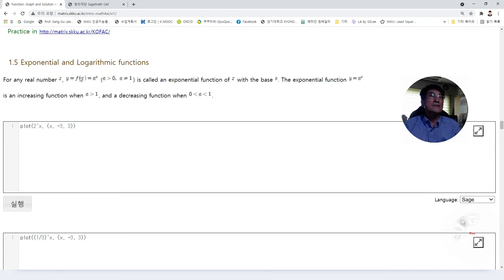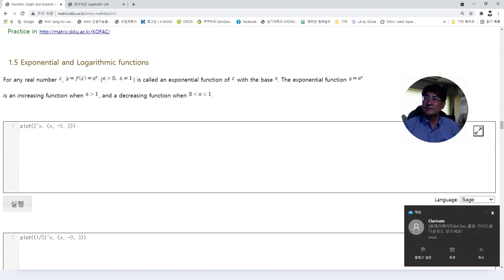Next, exponential and logarithmic functions.